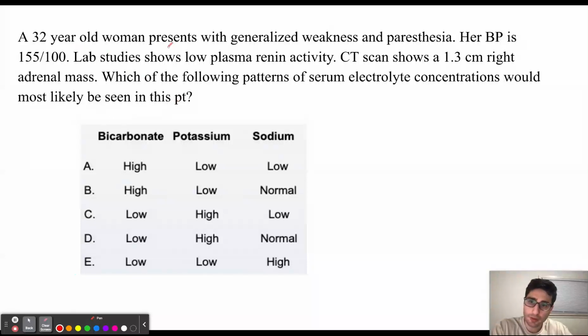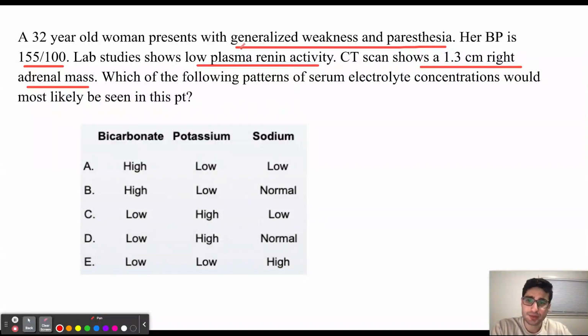A 32-year-old woman presents with generalized weakness and paresthesia. Her blood pressure is 155 over 100. Lab studies show low plasma renin activity. CT scan shows a 1.3 centimeter right adrenal mass. Which of the following patterns of serum electrolyte concentrations will most likely be seen in this patient?